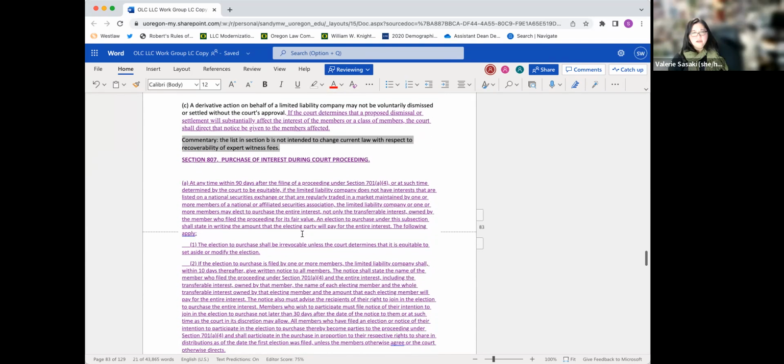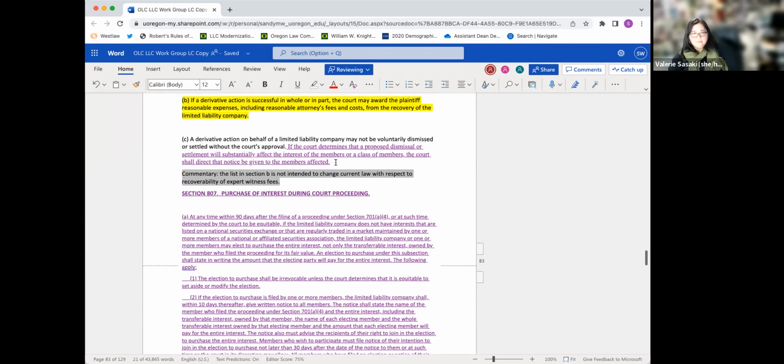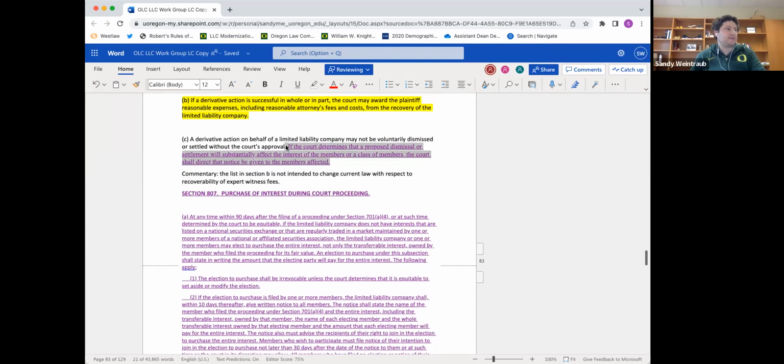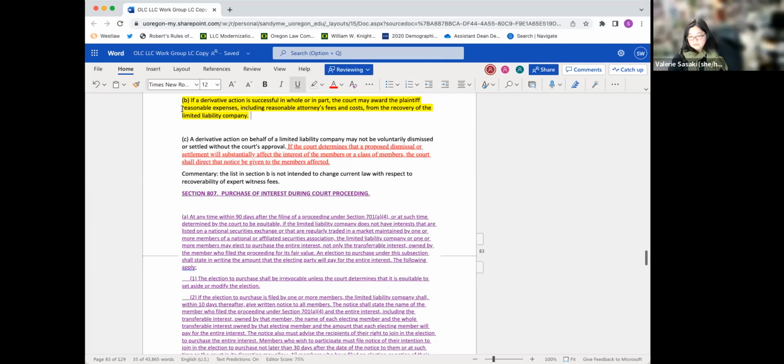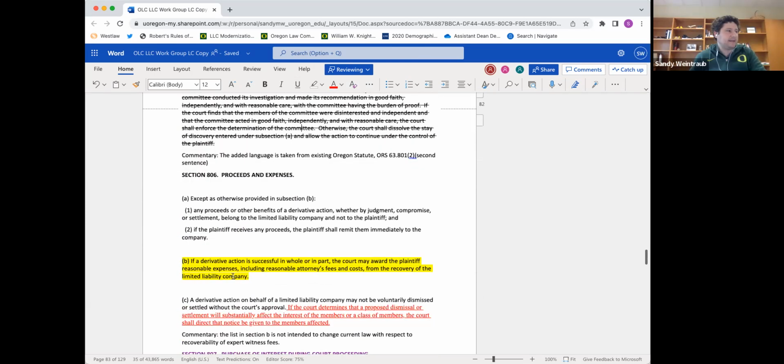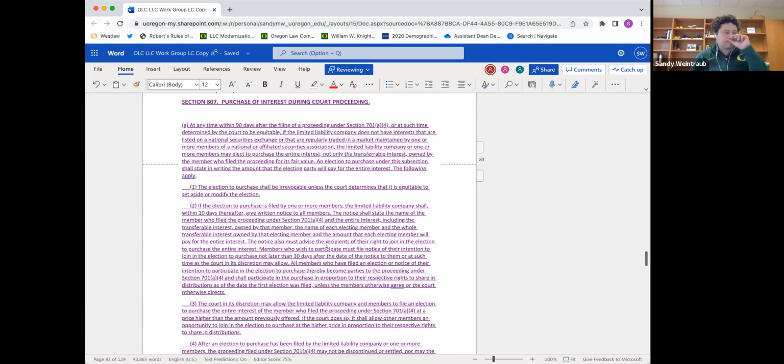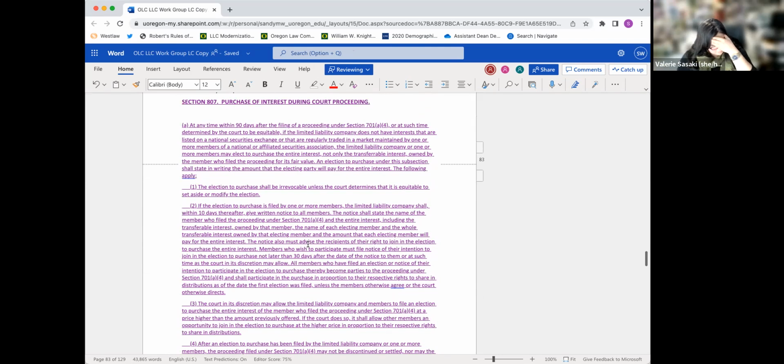Yeah, and then in C, I do have that language that we added there. I'm going to make it red just to make it clear. And then I was going to take the highlight off this, just to make sure we know what we talked about. For 807, I do have a note that we were adding something here. Yes, this is new section 807, that's right.